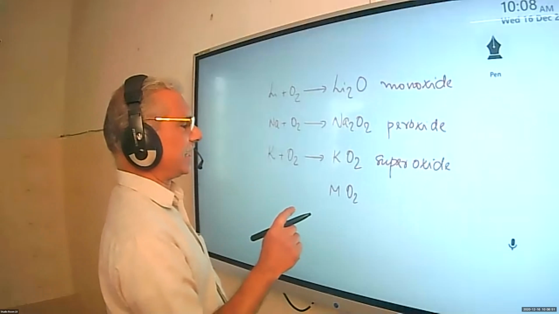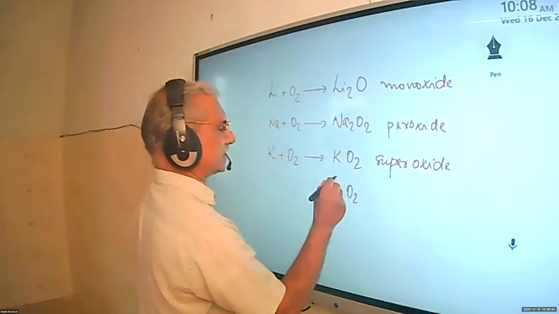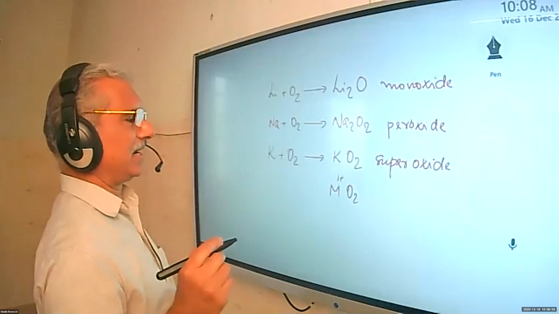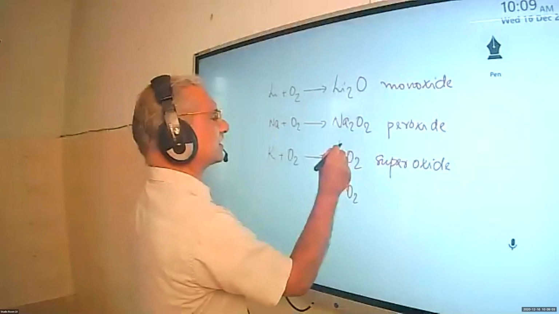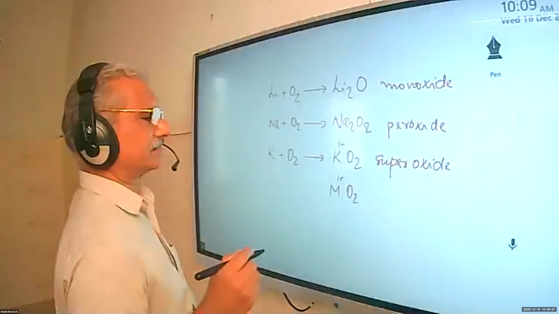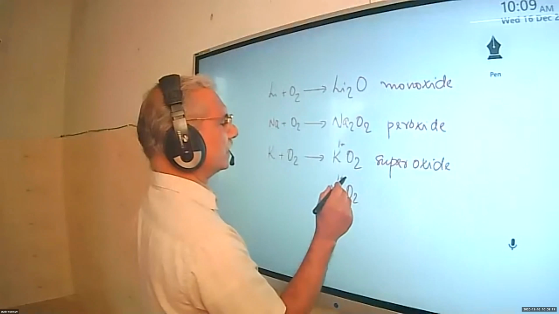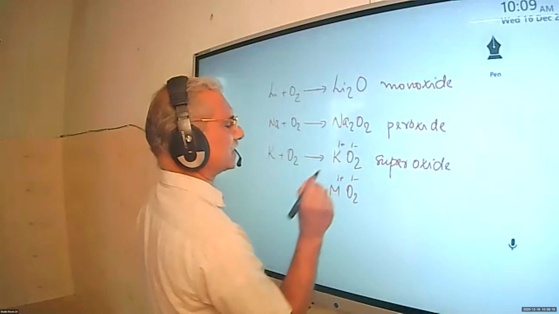In superoxide, the metal is in the +1 oxidation state. For example, potassium is +1. And what about oxygen? You know, the superoxide ion, O2 ion, is -1. I asked you to make the correction.